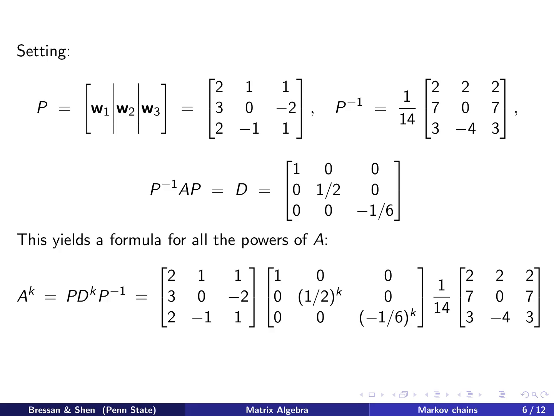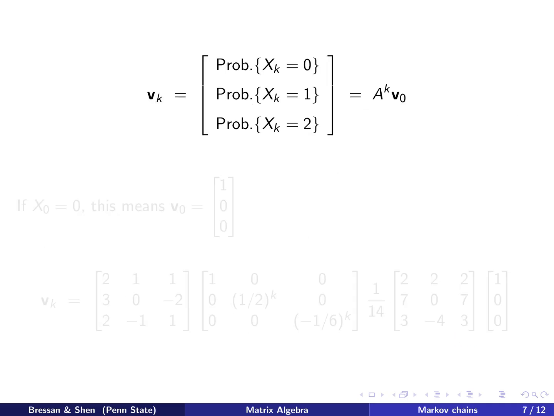So once P and D are obtained, we can write out a formula for all the powers of k. A to the power k would be P times D to the power k times P inverse. We have the expression for each term, so we can put them up. That's P, that's D to the power k, where the power is only on the diagonal elements, and this is P inverse. Okay, so we have shown this.